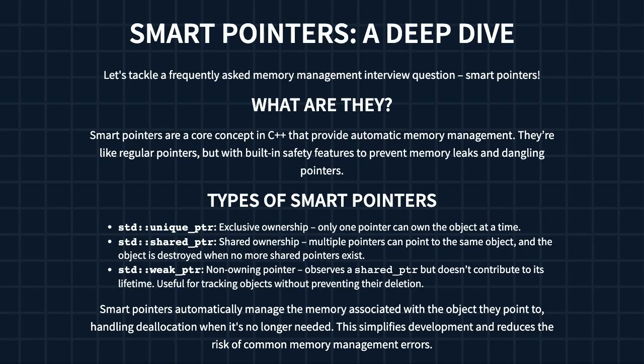Okay, so when we're talking about memory management in C++, smart pointers are a really important tool. Think of them as regular pointers, but they've got built-in safety nets to stop us from making mistakes like memory leaks or dangling pointers where you're trying to use memory that's already been freed. There are a few different types. Unique ptr means only one pointer can own an object, which is great for preventing copies and accidental access.